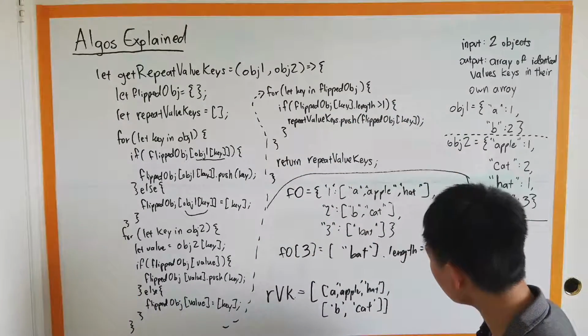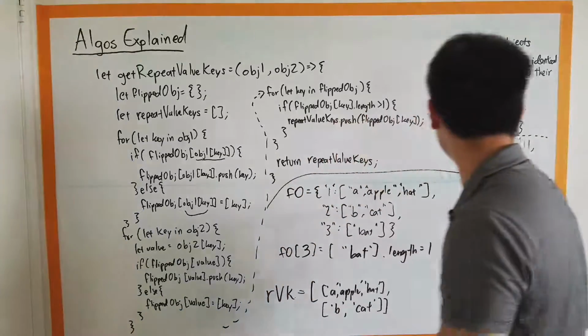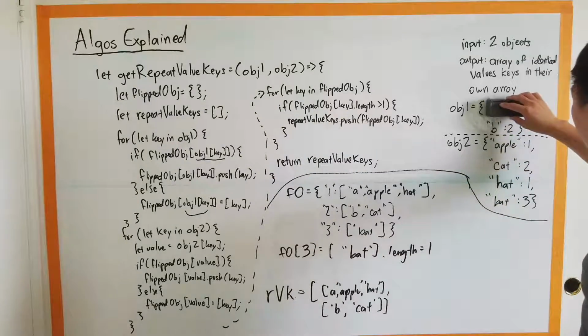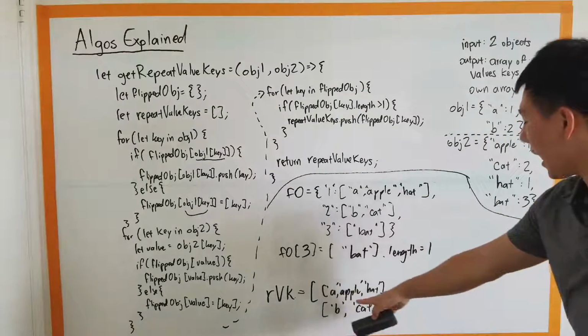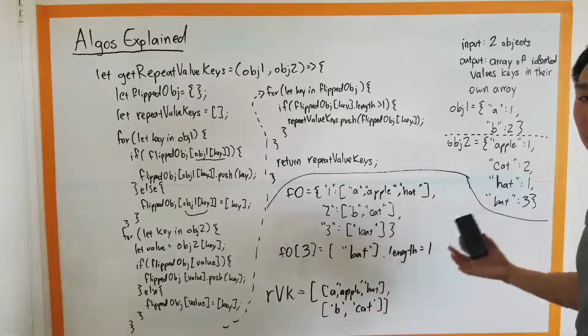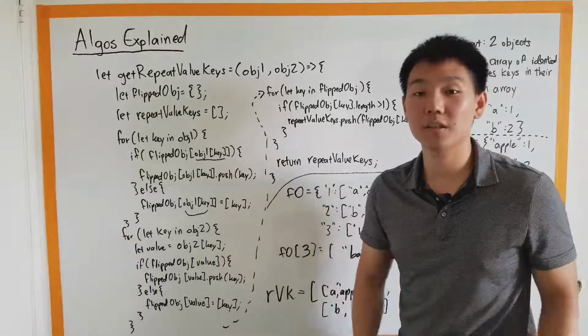Hey guys, so at this point the camera cut out on me, and it skipped some footage, so I decided just to do a voiceover. At this point we're all done with the question. Bat has a length of 1, which proves that the value 3 was never repeated, and so it rightfully does not get included in our repeat value keys array, which leads us to the right answer.